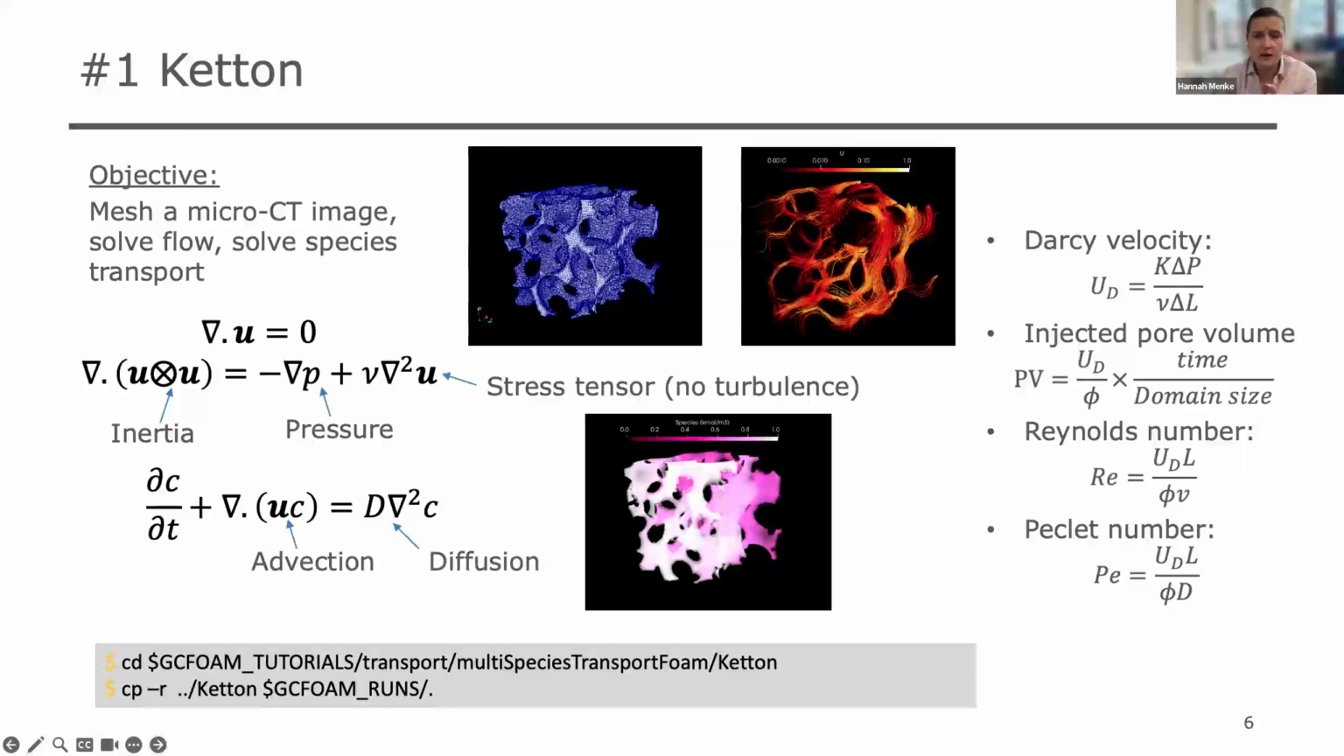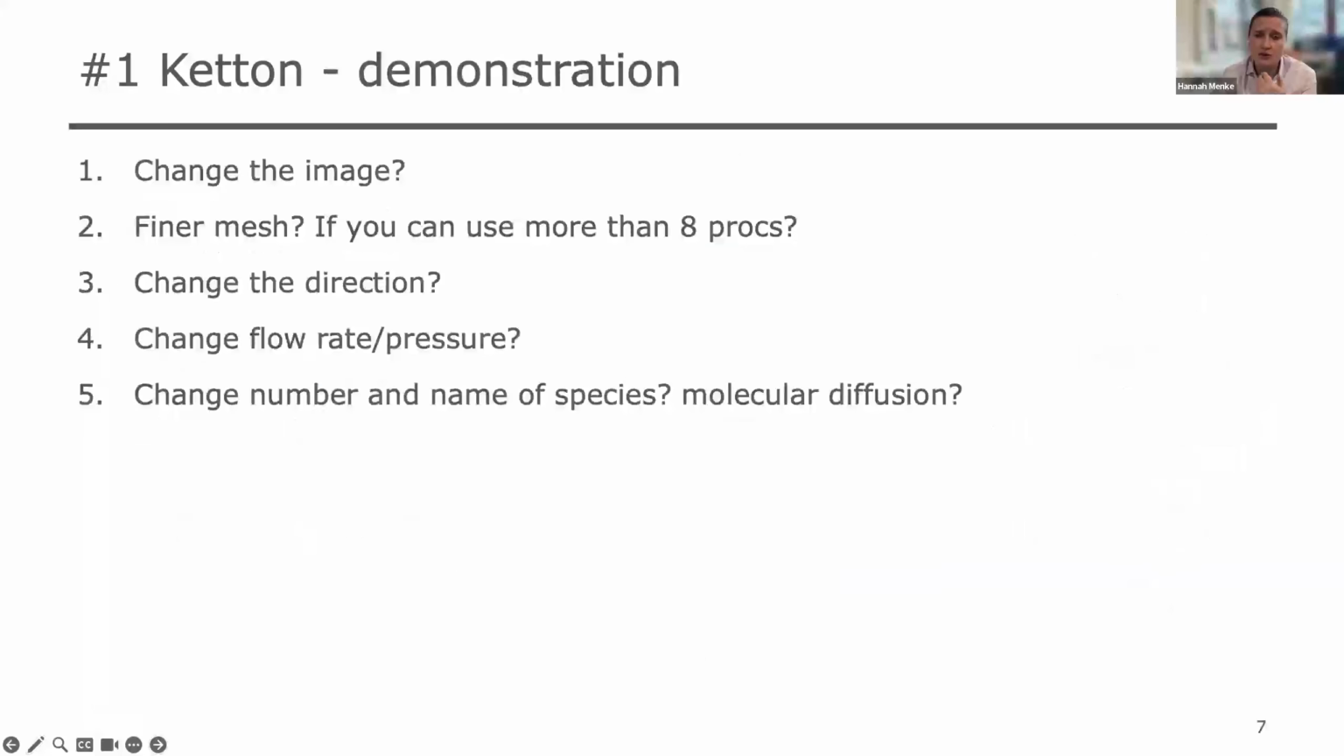So we're going to run through this tutorial as is, and then we're going to decide as a class what we can do to interact with this tutorial, right? You don't necessarily want to just run the tutorial. Maybe you want to run it on your own image. Maybe you want to use a different meshing or change the flow direction or the flow rate and pressure, or maybe change the species that are going through, change their molecular diffusion coefficients, add another species. So we'll do one example, just clean as the tutorial set up, and then we'll change something and look at how the results differ.